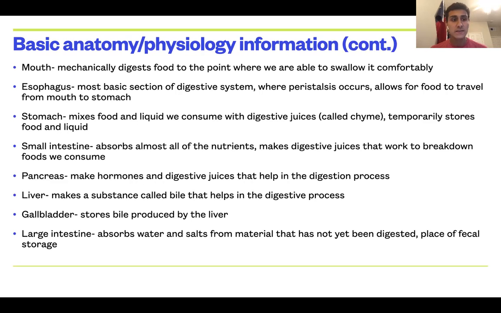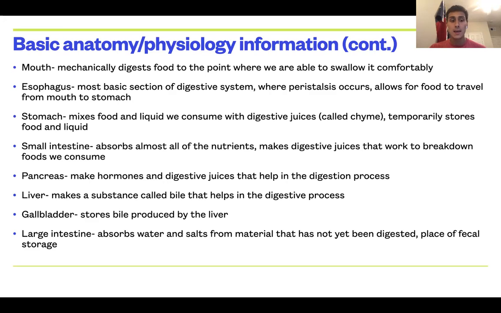So continuing on the basic anatomy and physiology information of the digestive system, these are all the major organs of the digestive system. They all work together to digest and absorb the food and liquid that we intake. Because there's a lot of them, I'm not going to go through all of them, but for example, the stomach, it mixes food and liquid that we consume with the digestive juices or the stomach juices called chyme, and it also is a temporary storage place for food and liquid.